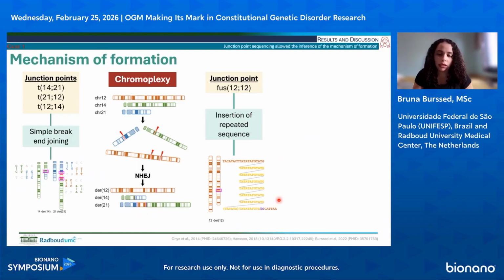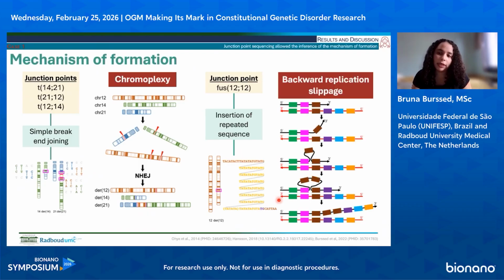This is something we usually see in junctions formed by the backward replication slippage mechanism. In this mechanism, we have DNA replication, and the new strand, shown here in black, disengages from the template and slips backward and replicates the same region more than it should. So in this example, this brown area is replicated twice instead of only once like in the template. Then we can have another backward slippage where the replication of this region happens again. And then in the final product, we see this region being repeated many times, just like we see in the junction of our patient.